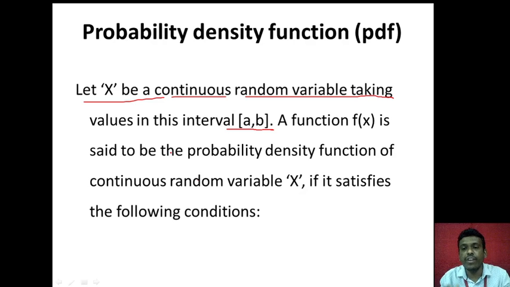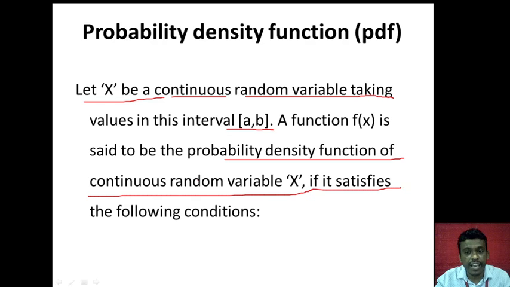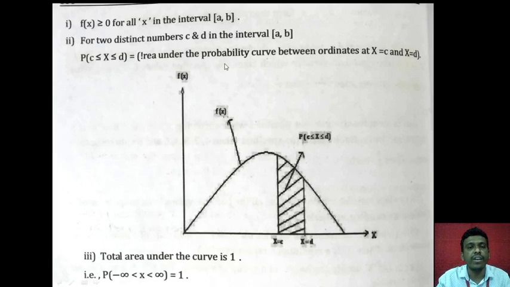So a function f of x is said to be the probability density function of continuous random variable x if it satisfies the following conditions. So when can we call it a probability density function of any random variable x? When there are 3 conditions that are to be satisfied. What are these 3 conditions? The first 2 conditions are similar to the previous, that is PMF conditions. Let's see one by one. Now in this, f of x should be greater than or equal to 0 for all values of x.